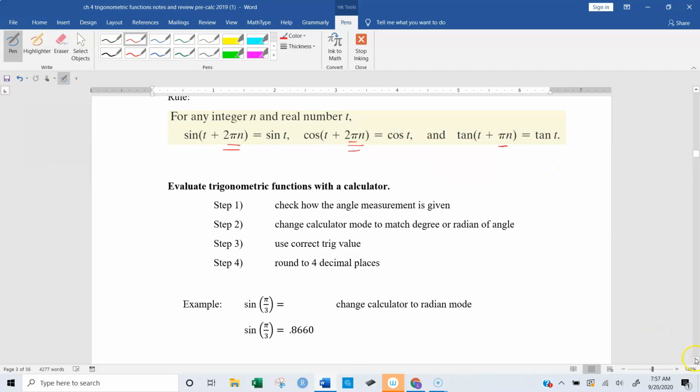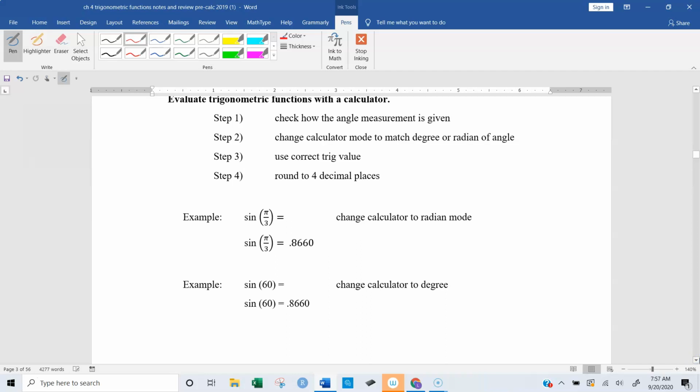Now, let's go down here. We want to check how the angle measurement is given. Now, change your calculator mode to match degree or radian. If you do not do this, you will get the wrong answers. So this is literally checking to see if you can use your calculator. So I want you to do the sine of pi over 3 and hit enter. If you do not get 0.8660, you are in the wrong mode. Make sure you are in radian mode.